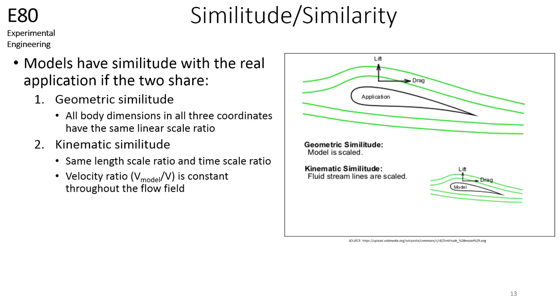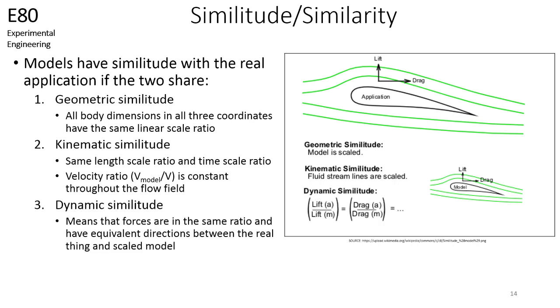However, geometric similitude is not enough. I repeat, geometric similitude is not enough. You will also need kinematic similitude, in which the velocity ratio is constant everywhere in the flow fields of the model and actual objects. Now, dynamic similitude must also be maintained between the actual object and the model.